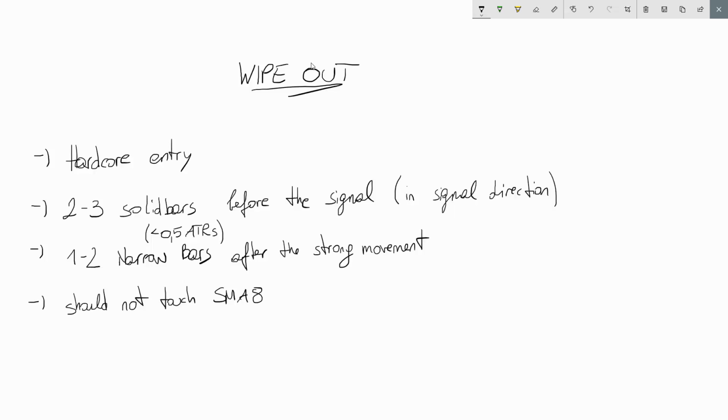For a long setup, we need to be above the SMA 8, and of course for a short we need to be below the SMA 8. Above and below do not only mean just being above, it means being far above, and not touching the SMA 8. Okay? And if we have this, we are basically ready to go.